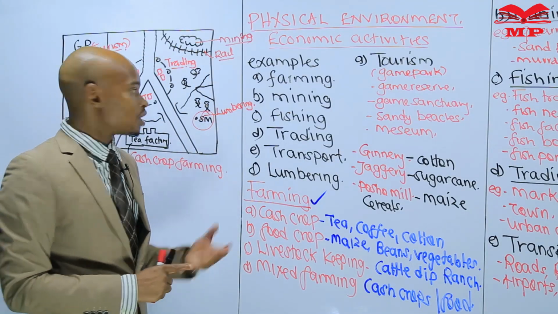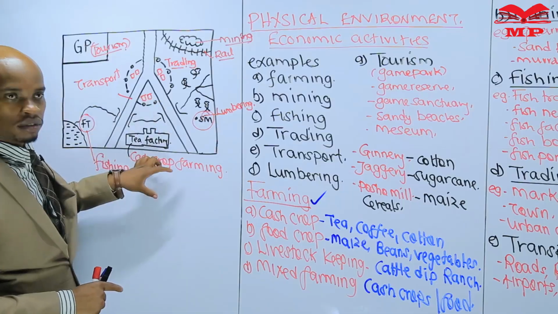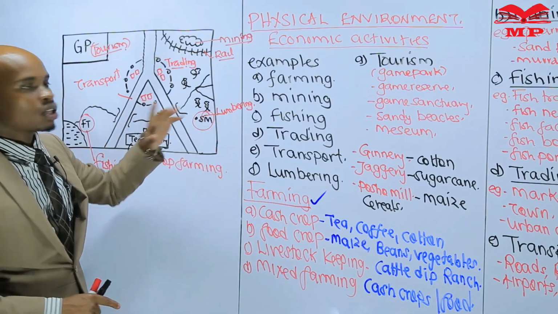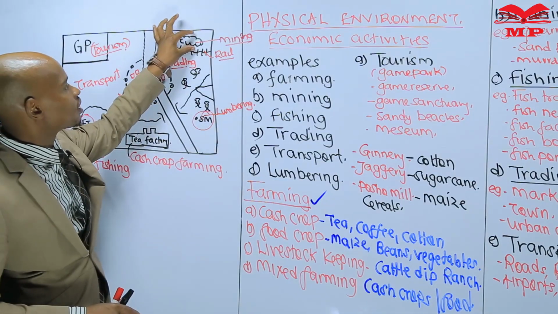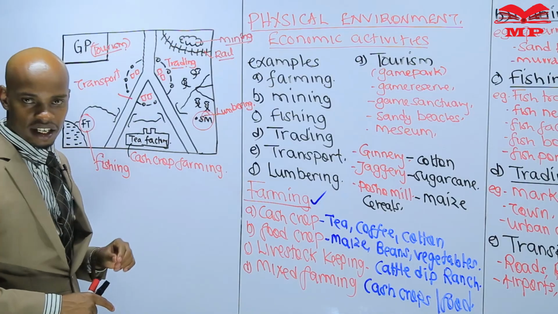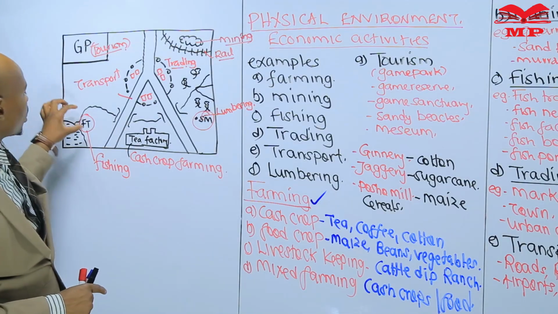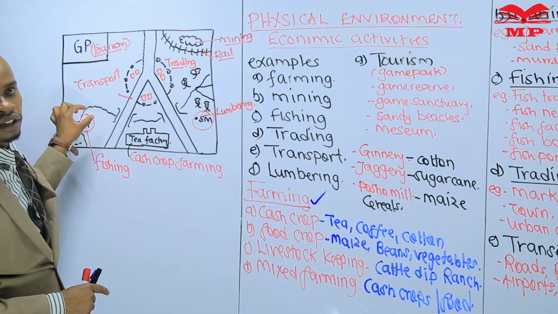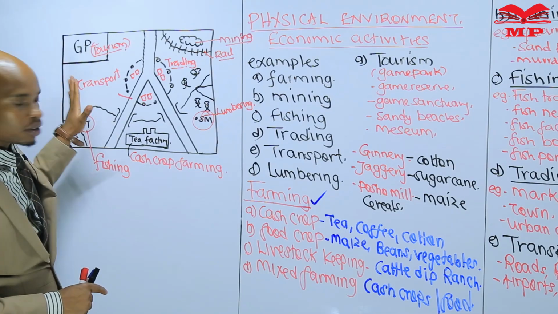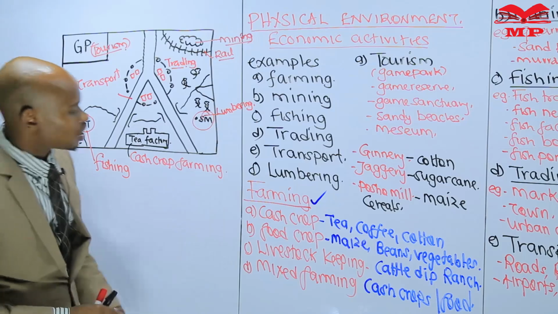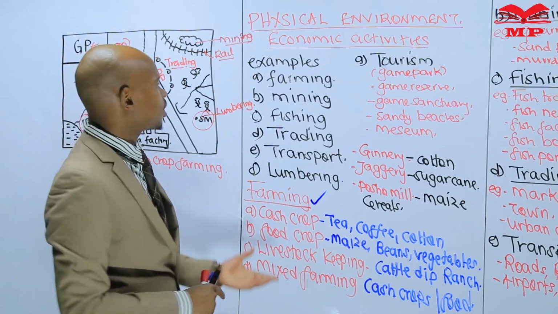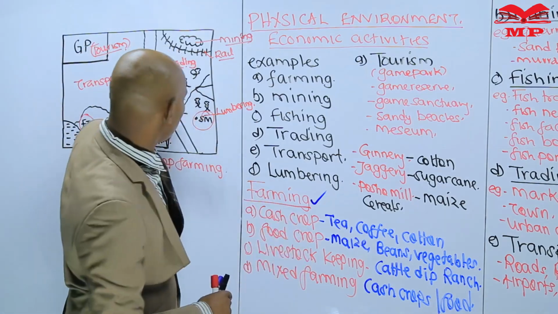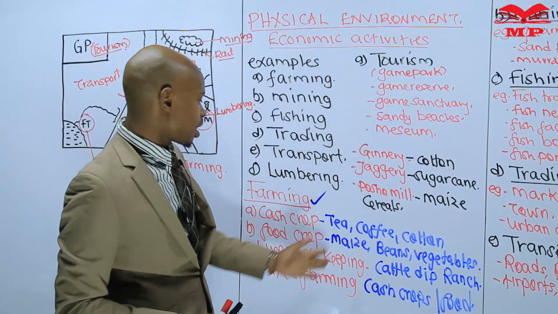by pinpointing. You can't say there is mining without getting pinpoint evidence of mining. You can't say there is fishing without pinpoint evidence in the map that there is fishing. So this is exactly how we identify the economic activities that are carried out in the map.